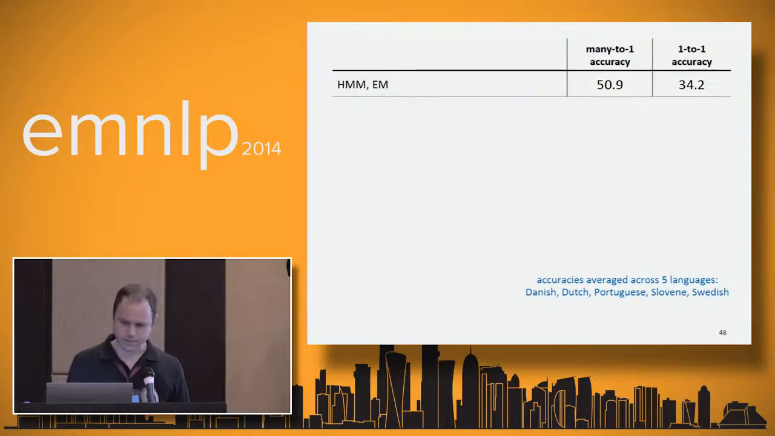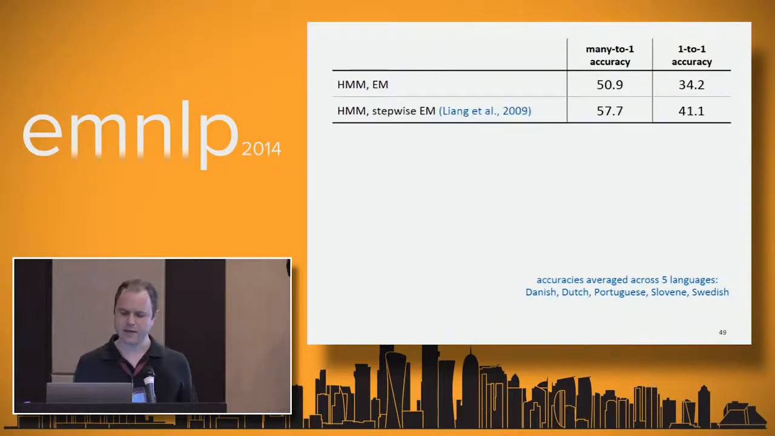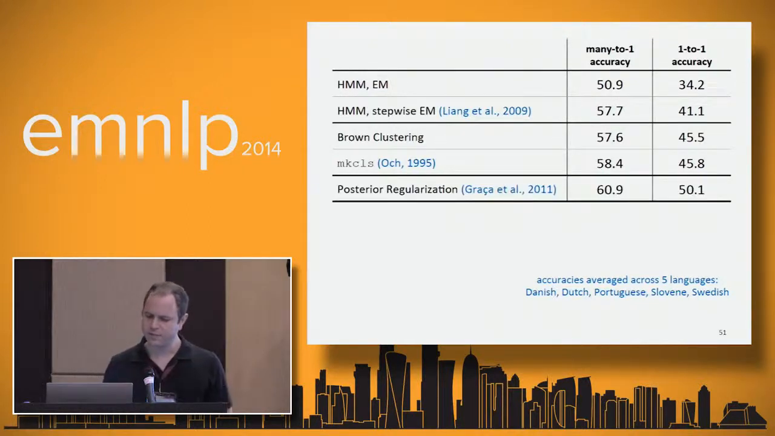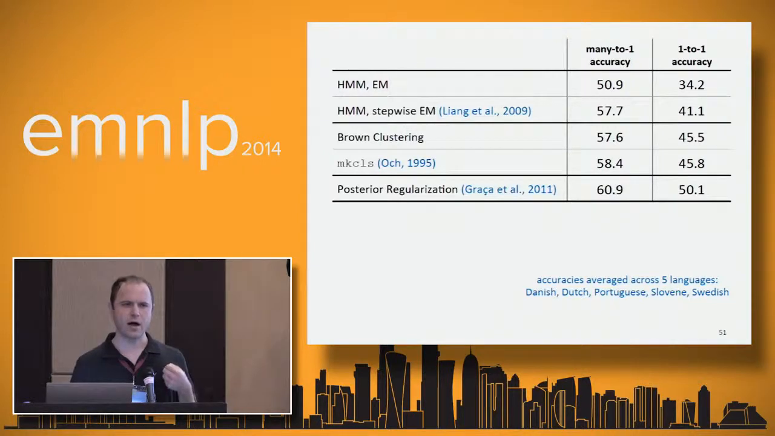Okay, so now some results. Here are some baselines. Now I'll compare it to more baselines on this task. These are two HMM baselines that I trained, one trained with EM and one with stepwise EM. These are two baselines from the shared task, two hard clustering algorithms, Brown clustering and the mkcls tool, which generally work better than the HMM algorithms. And then the best system from the shared task that used 12 tags.